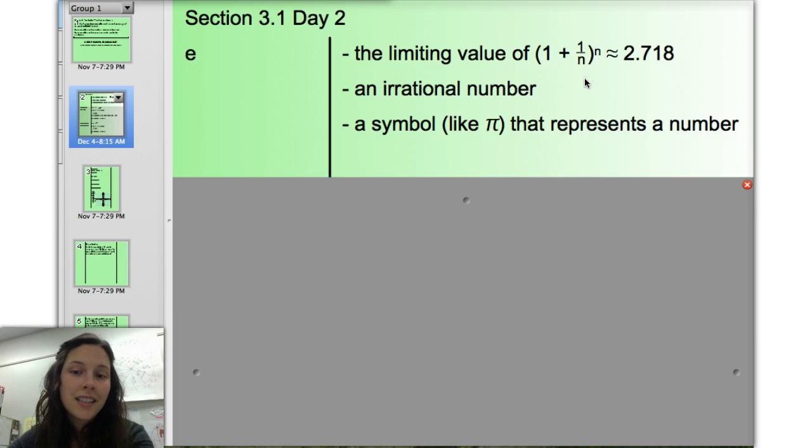So e is the limiting value of this function. What that means is as you put in an N value that's really large, it will approach this number, about 2.718. So e is also an irrational number, and it's a symbol, like pi, that represents a number. When you see the letter e, it's actually a number, and it represents something that's about 2.718.